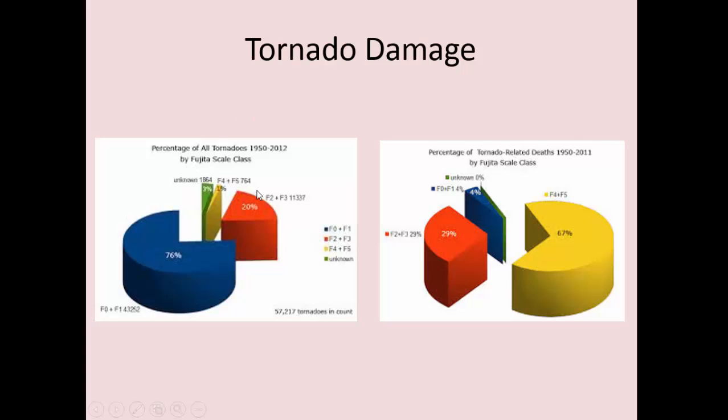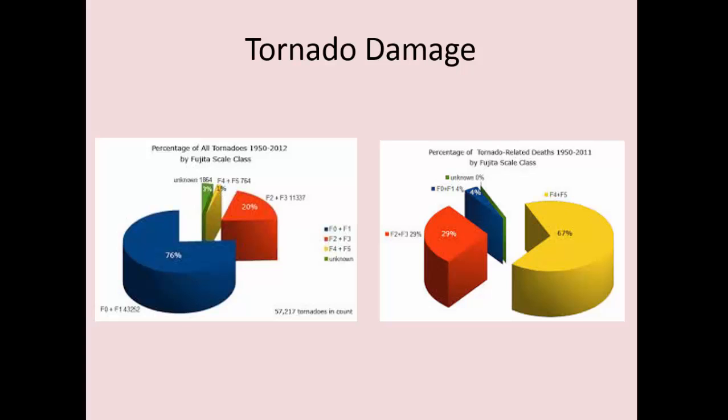Okay, 20% are F2 and F3. Okay, these are going to be more moderate tornadoes. But look at this, only 1% are F4s or F5s. The other ones we just haven't been able to figure out. So only 1% of all the tornadoes in a 62-year period in the United States were F4s or F5s.